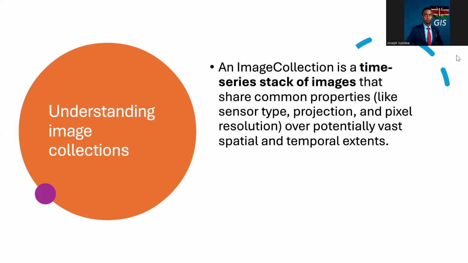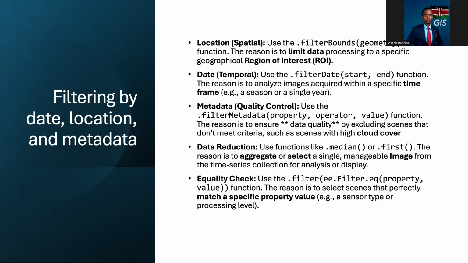So an image collection, from the definition, is a time series stack of images that share a common property. For example, that can be the sensor type, the projection, or the pixel resolution over potentially vast spatial and temporal extents, right? So it can have a different spatial extent, which is the location, or the temporal extent, which is the time that they were taken.